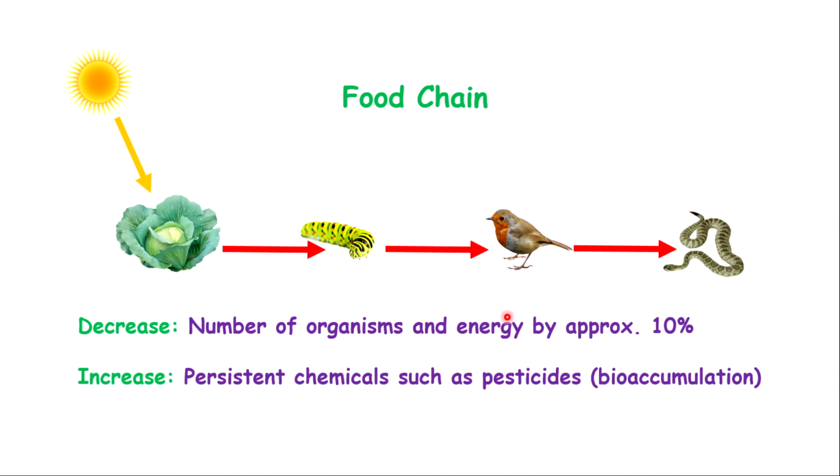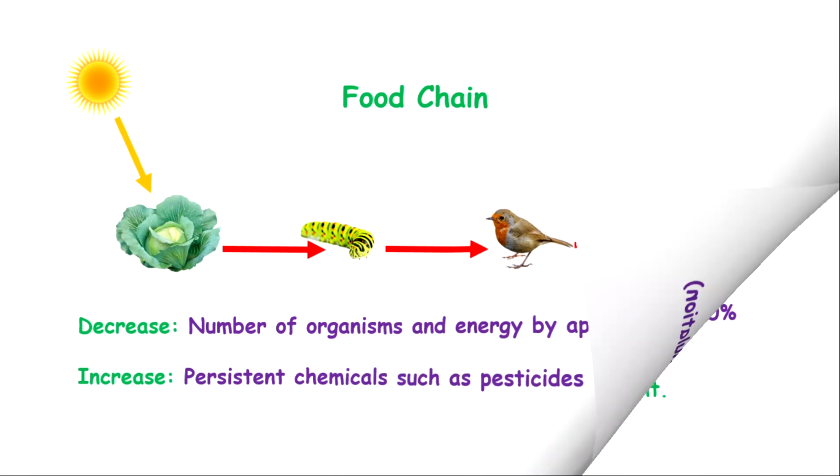Now, energy also decreases by 10%, but to compensate for this loss, the larger organisms tend to eat more of the smaller organisms, and so they compensate by eating much more. What also increases? We have persistent chemicals. If you have chemicals in the food chain that are not broken down, then they bioaccumulate, which means they are building up. That means they are increasing in concentration along the food chain. You will see all of this on display in a very short while, so let's dive right into it.